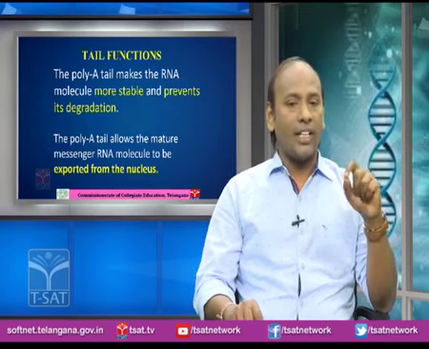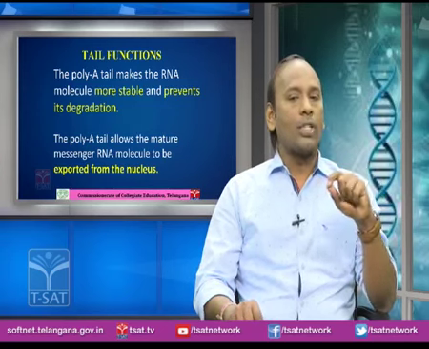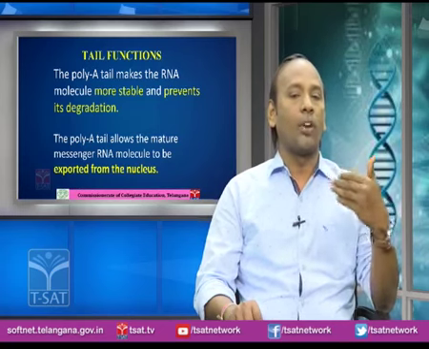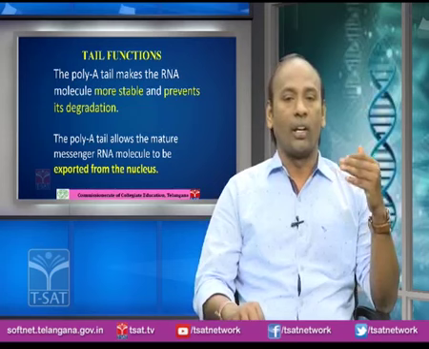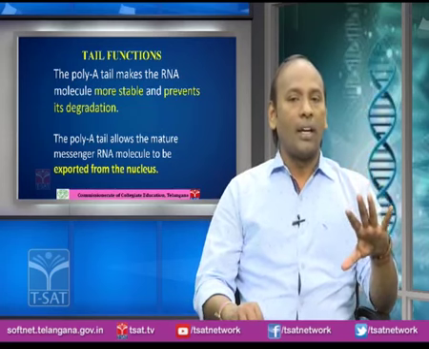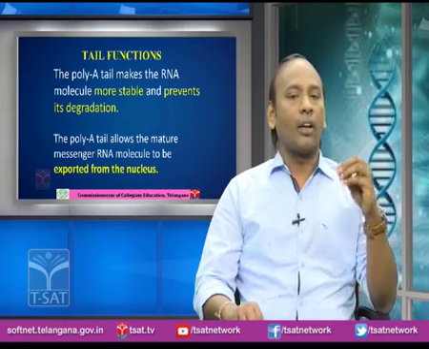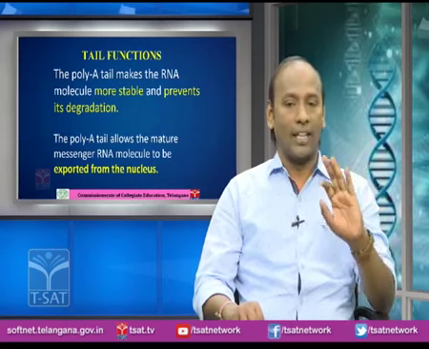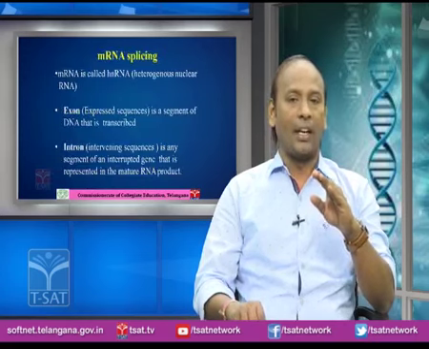The second advantage is that the poly A tail allows the mature RNA molecules to be exported from the nucleus. This is also very important. The nuclear export mechanism can be done only after this capping and tailing is completed. That is very important, we should understand. These are the few important functions for the addition of the poly A tail.